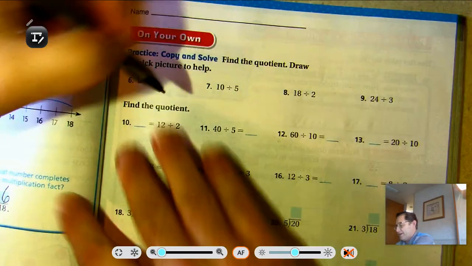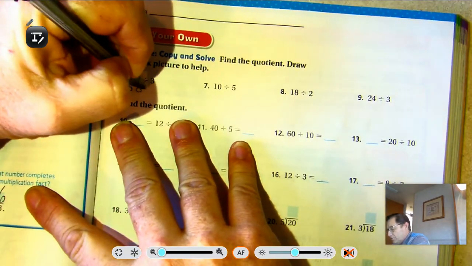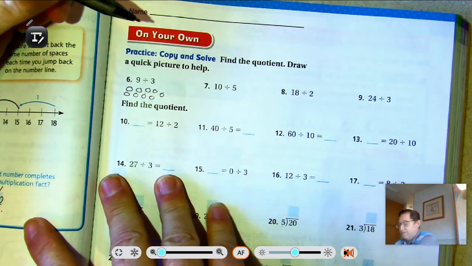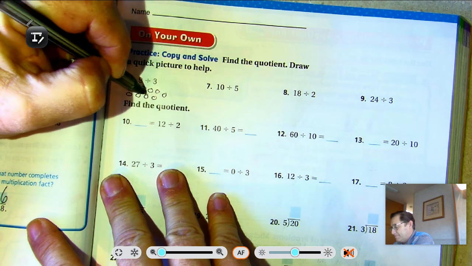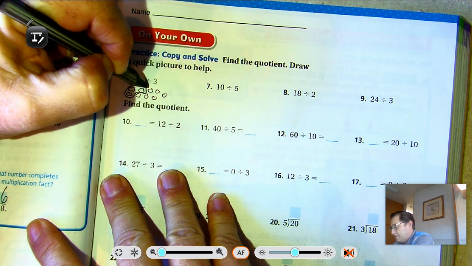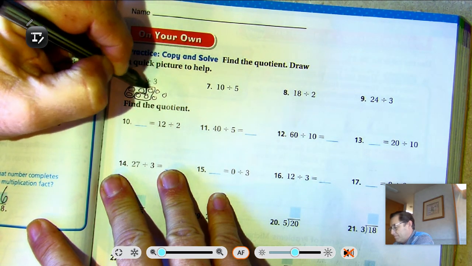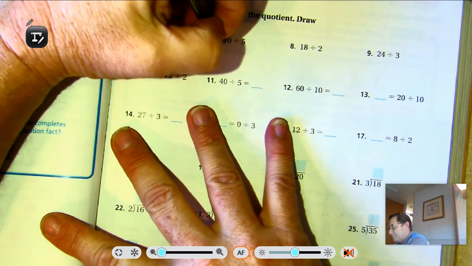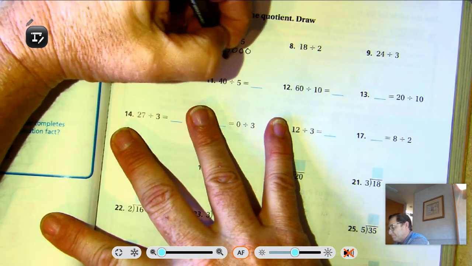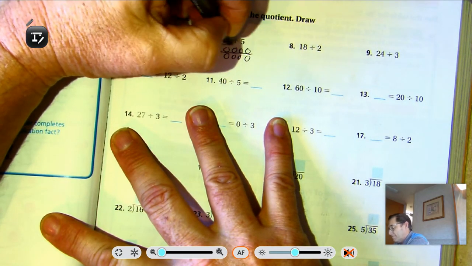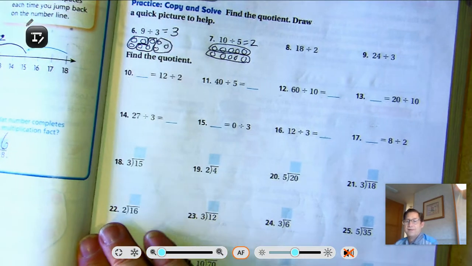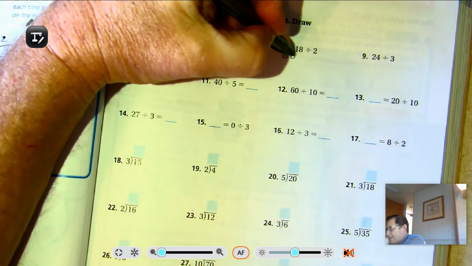9 divided by 3. 1, 2, 3, 4, 5, 6, 7, 8, 9. And we're dividing by 3. And I have 3 groups. 10 divided by 5. 2. 18 divided by 2. Draw 18.